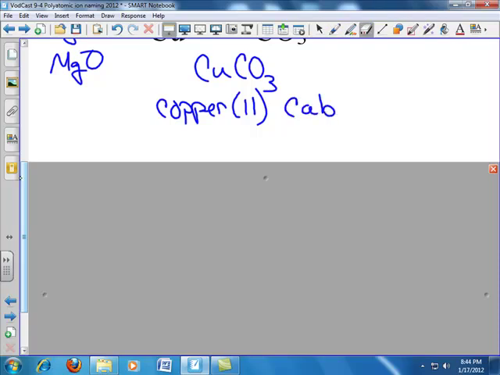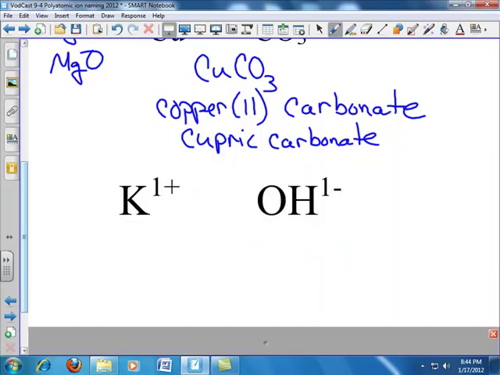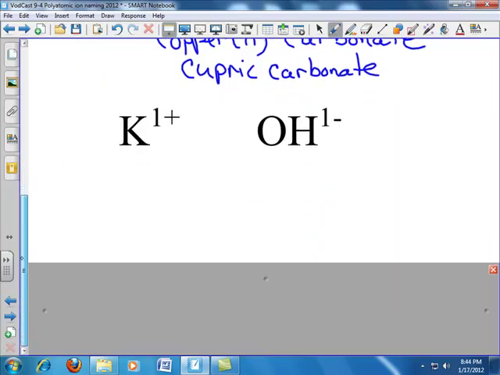Oopsie, spelling issue. Copper 2 carbonate. Or you could go the old system. It could also be called cupric carbonate. So it has 2 names. Okay, let's try another one. See if you can write the formula of that.